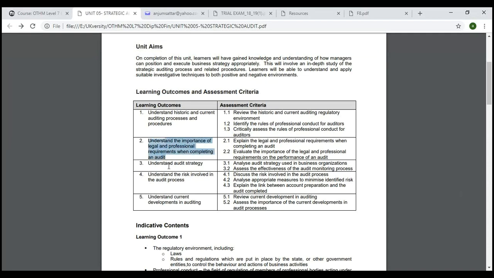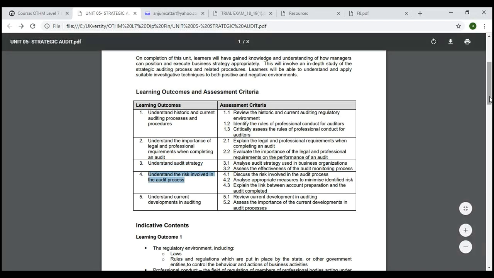The second learning outcome, which we'll go through in the next lesson, is to understand the importance of legal and professional requirements when completing audit. What are the legal requirements? By law, we have to look around. What are the ethical requirements as well? Legal means by law and by rules, while the others are principles. What sort of ethics, as a principle, does an auditor firm need to adopt? What sort of strategy can we use in our audit? How can we set up and make a strategy to achieve the audit objective?